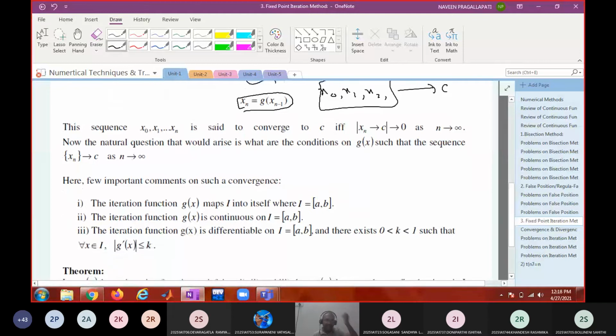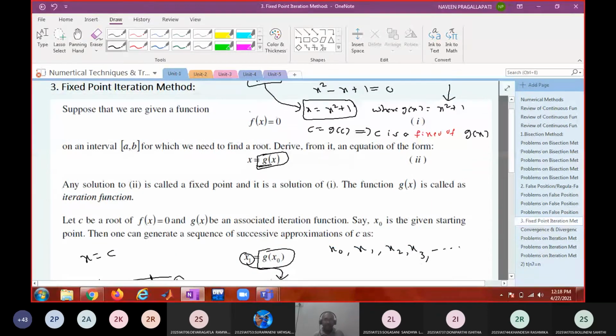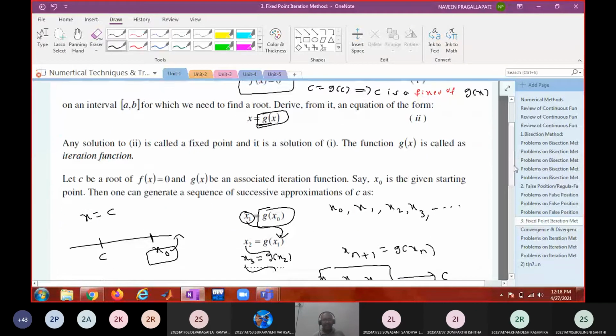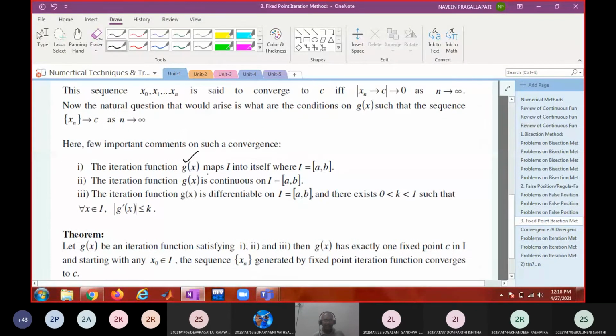Okay, so what is g? This g is nothing but whatever function you got here. When an equation is given like this, you can rewrite it as x equal to g of x in several ways. Among several ways you take one function g of x and see if it satisfies these conditions or not. Okay, so g must map, you have an interval on which g is defined. Whatever value you take in the interval, g of x also should fall in the same interval I.